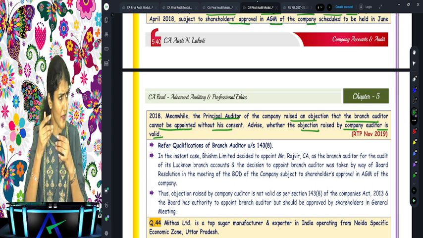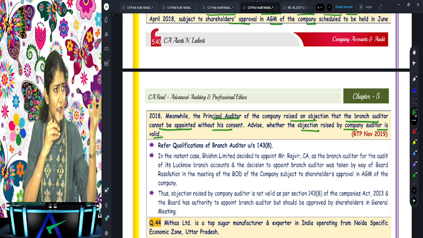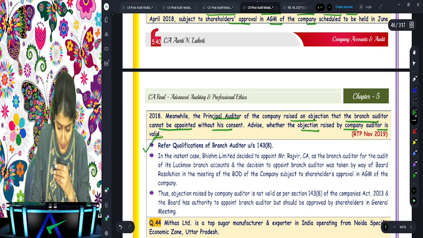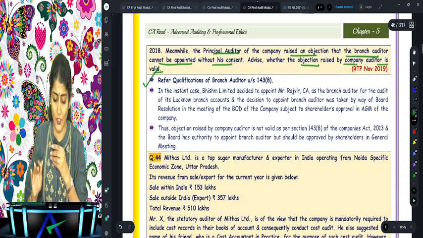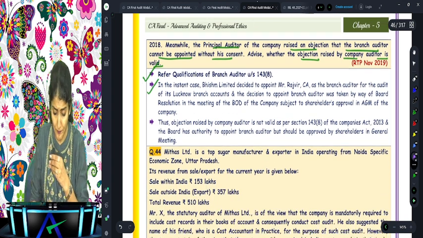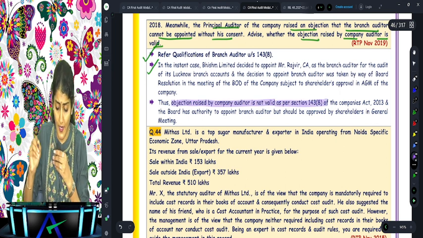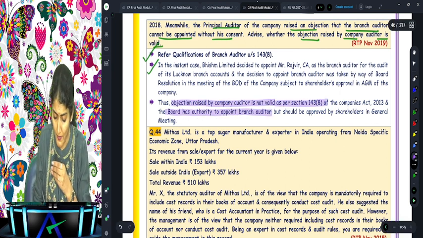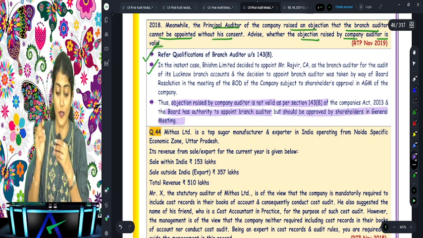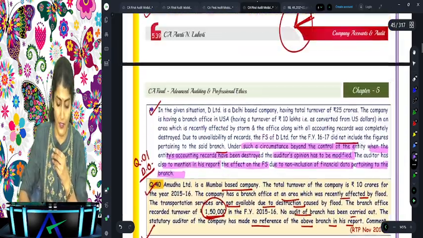Right, so now does the company auditor have any interference? Is his consent required for the appointment of the branch auditor? No. So again, in the answer, qualifications of branch auditor. In the given case, the objection raised by the company auditor is not valid as per 143.8. The board has the authority to appoint the branch auditor, but it needs to be approved by the shareholders in the general meeting, right?